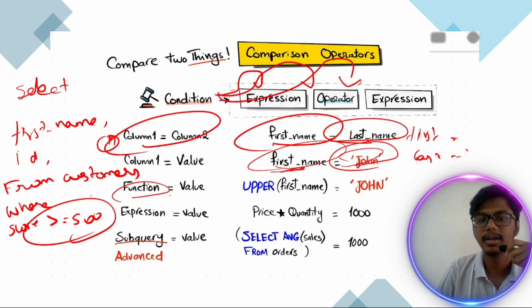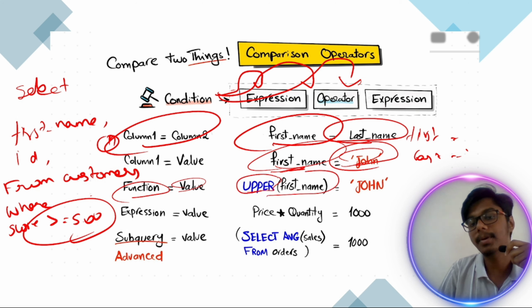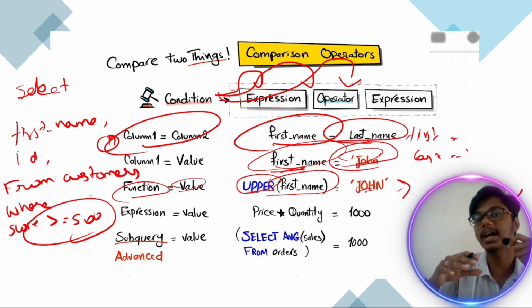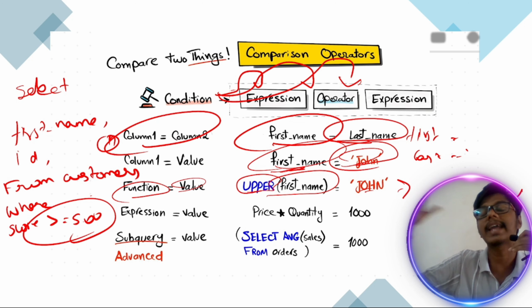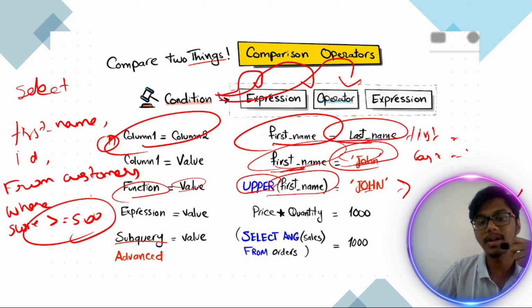So the function is equal to value. We are using the upper function. Upper of first name is equal to John. Let me compare this using John. The upper function gives the capital letters of the characters given inside the function. So that's a basic introduction of the upper function. Let me check without using the function, I'm just using a value: upper of first name equal to John.